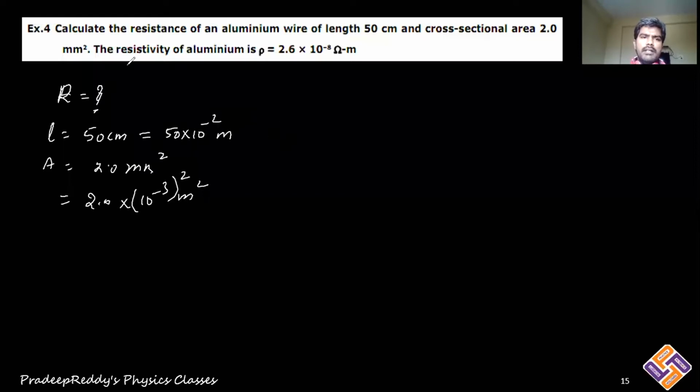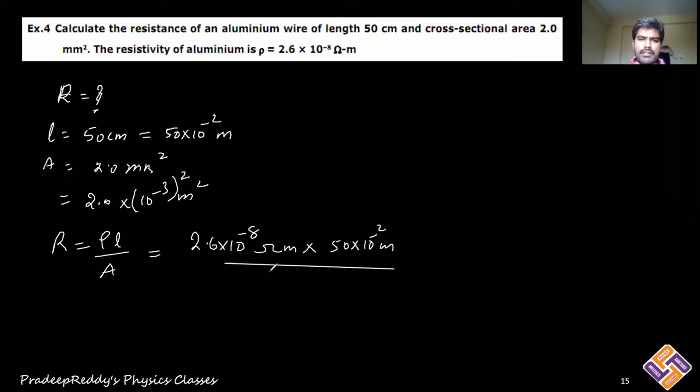You should find out the resistance of the conductor. R is equal to rho L divided by A. Resistivity is also given in the problem, that is 2.6 into 10 power minus 8 ohm meter, into length 50 into 10 power minus 2 meter, divided by area of cross section 2 into 10 power minus 6 meter square. You should calculate all this so that you will get an answer in ohm. This is how you can just substitute the values.